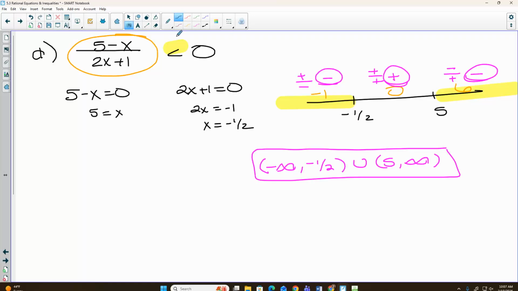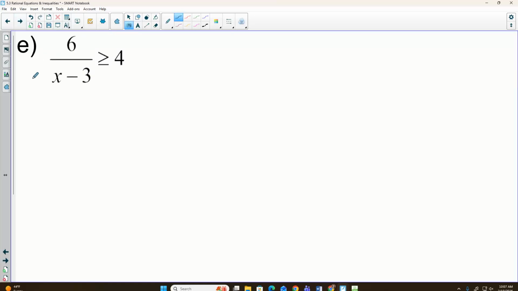Let's do a couple more together. All right, our setup, if we want to just use that number line to test points, we have to have a fraction on one side, 0 on the other. So the very first thing I need to do is subtract my 4. If you want to add or subtract fractions, what do you have to have? Common denominator. This is like 4 over 1.